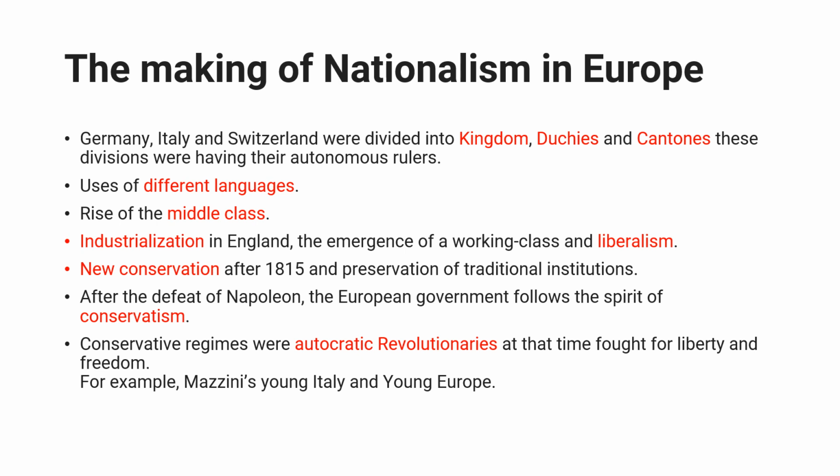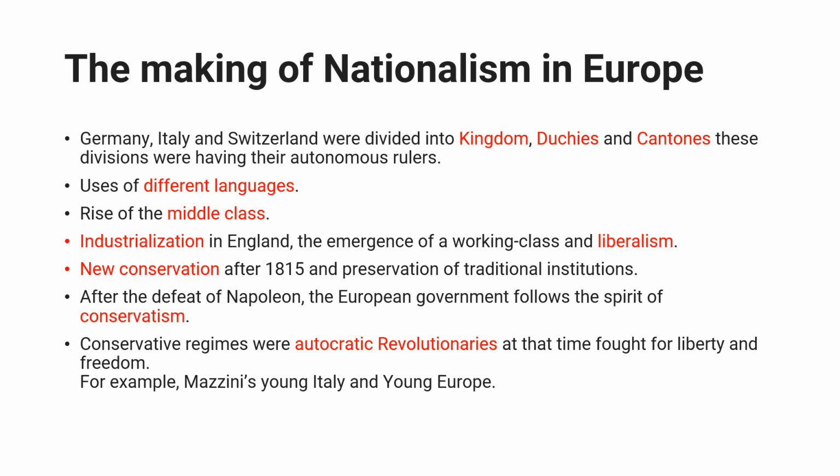The making of nationalism in Europe. Germany, Italy, and Switzerland were divided into kingdoms, duchies, and cantons. These divisions had their autonomous rulers. Use of different languages. Rise of the middle class. Industrialization in England. The emergence of a working class and liberalism.